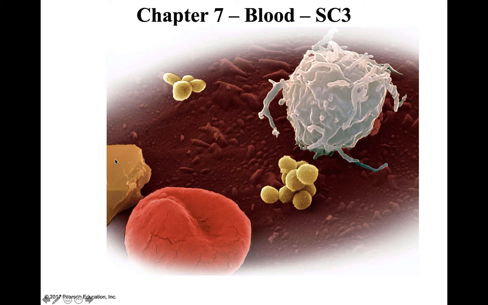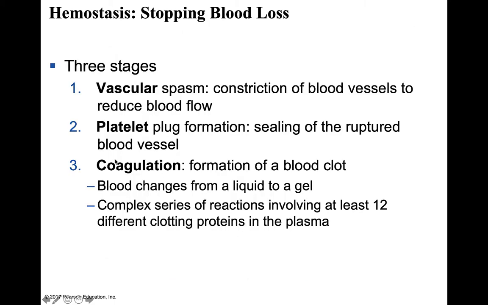Chapter 7, Blood, Screencast 3. Now, this screencast is focusing on the process of hemostasis, and what that is: the mechanisms the body has to stop bleeding. There's 3 stages of this particular process.